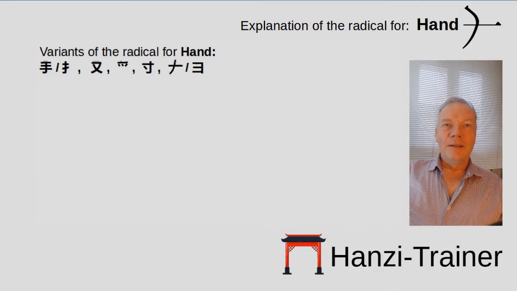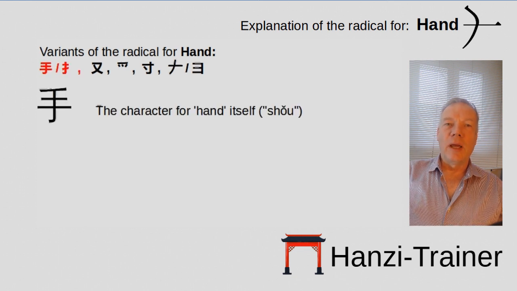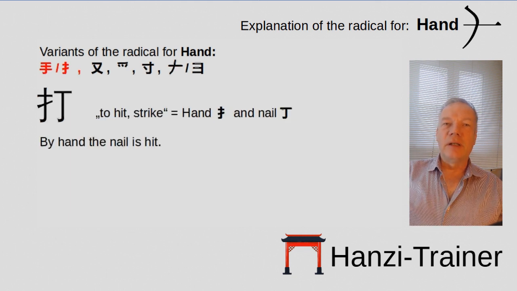In the introduction I said that there are different variants of the radical for hand, and I'd like to show you 2 or 3 examples for each variant of hand and how they are used in the characters. So let's begin with this character, which has the meaning of hand itself. The hand itself has 3 horizontal lines. However, when it is used as a radical, it only has 2 horizontal lines, such as in this character.